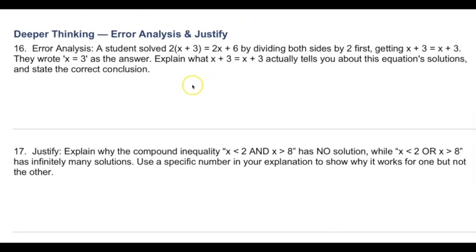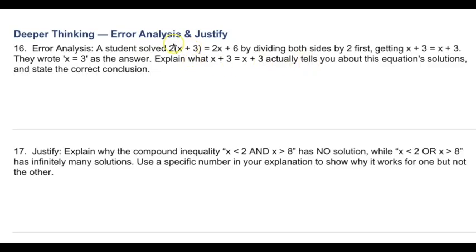Okay, let's do deeper thinking or analysis. A student solved 2 times x plus 3 equals 2x plus 6 by dividing both sides by 2, getting x plus 3 equals x plus 3. They wrote x plus 3 as the answer. Explain what x plus 3 equals x plus 3 actually tells you about the solution.